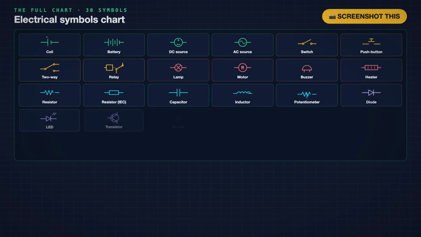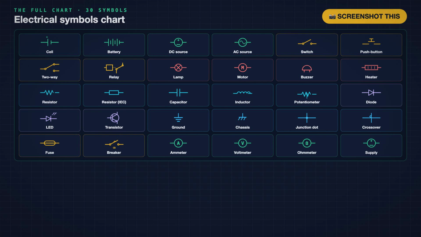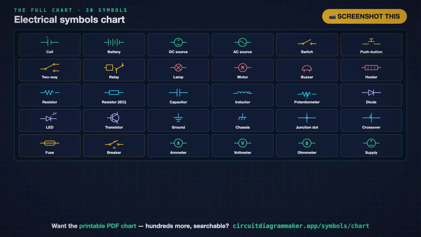Here it is. The whole electrical symbols chart on one screen. Every group we covered, laid out as a clean reference grid you can actually read. This is the frame to screenshot. Pause the video right now, capture it, and keep it on your phone. That is your pocket electrical symbols chart.